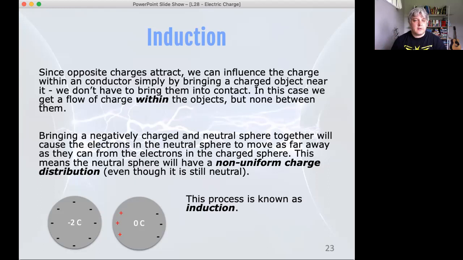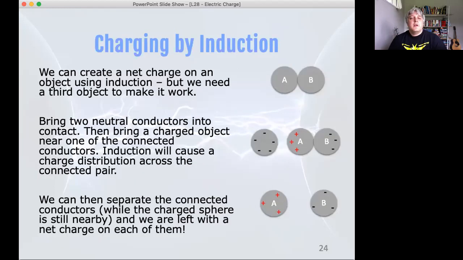And that is as per that diagram there. So you can certainly cause non-uniform charge distributions by having other charges nearby. This process is known as induction, right? You induce a charge distribution on a neutral sphere by bringing another charge nearby, or it doesn't have to be a sphere, it can be any object. You can actually use induction to cause a charge on an object. Remember that if you touch two conducting objects together, they will behave sort of like one because electrons can flow freely from one to the other.